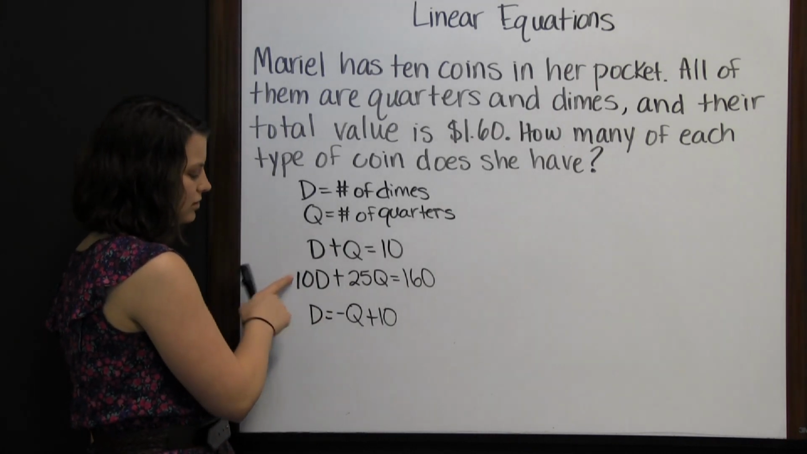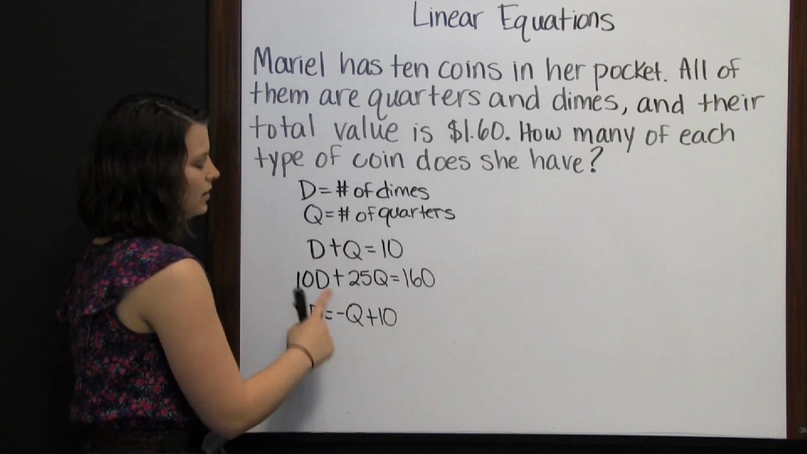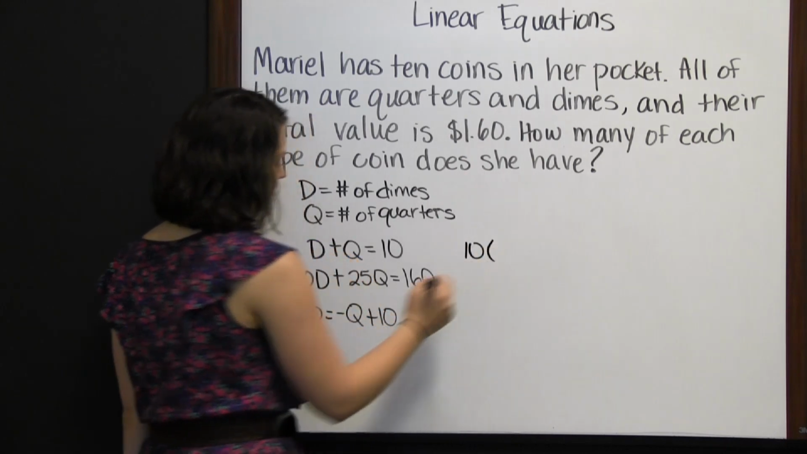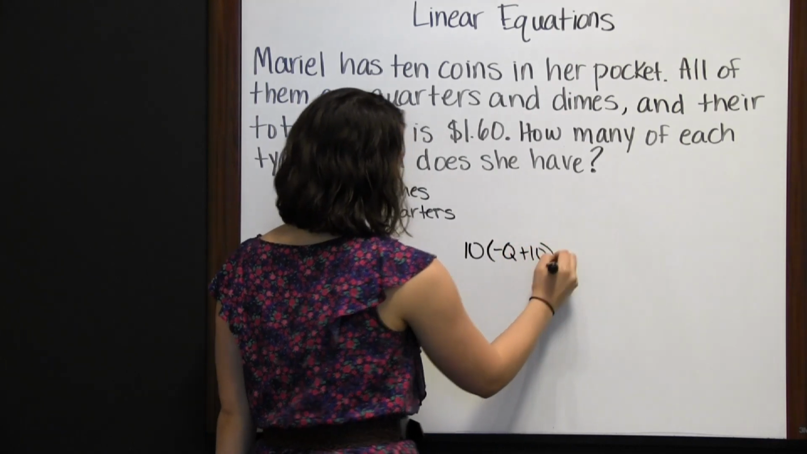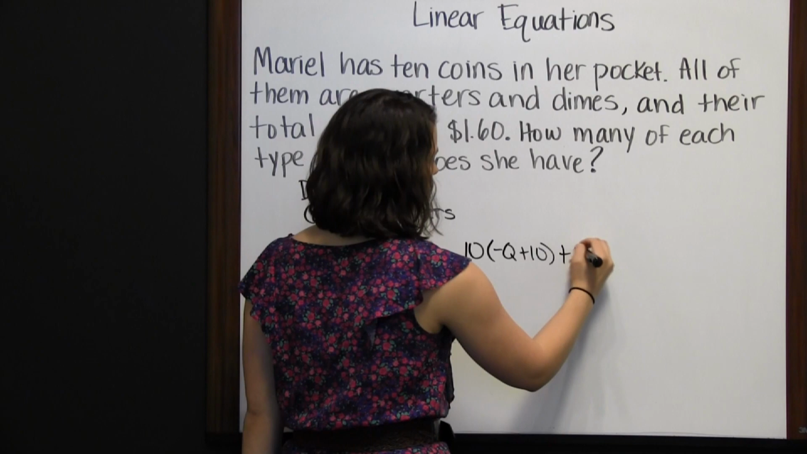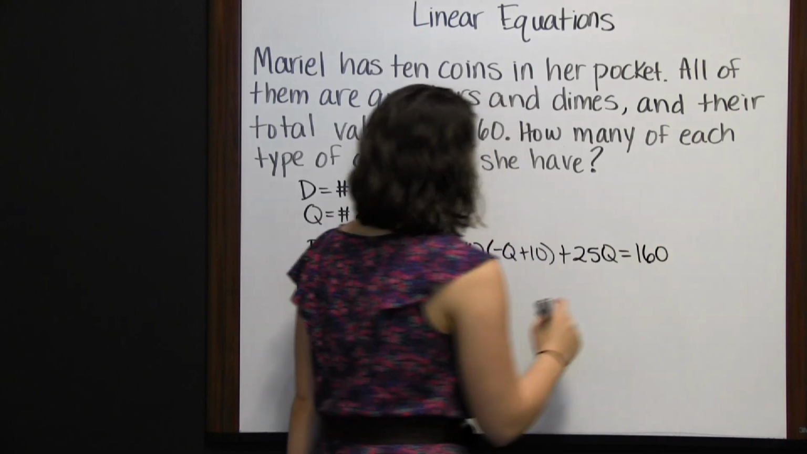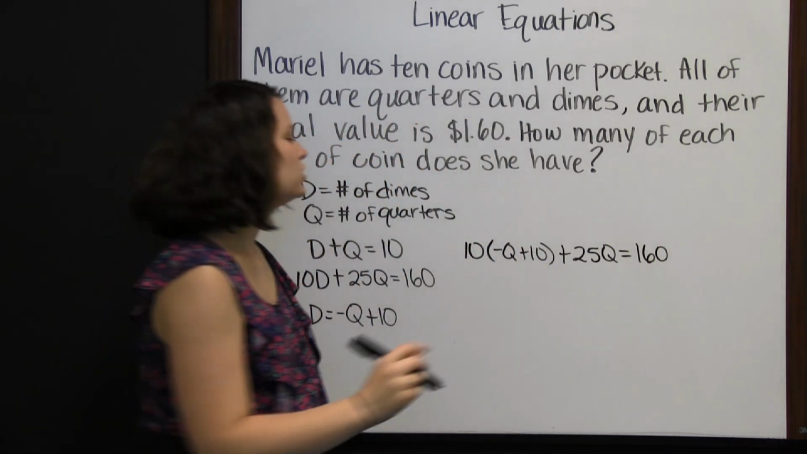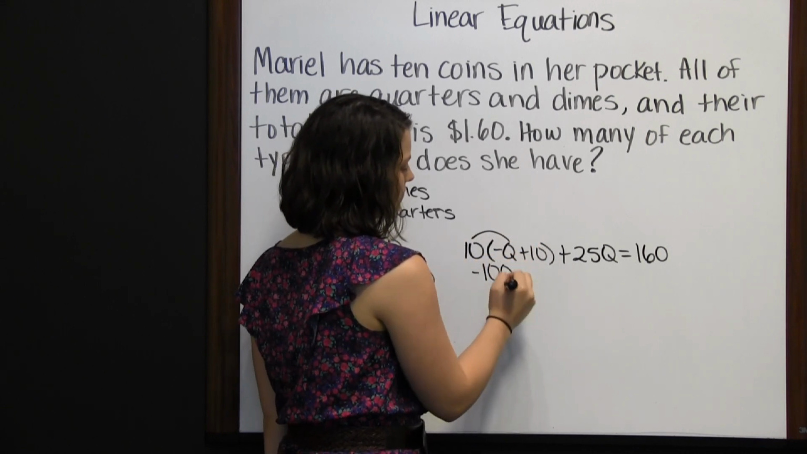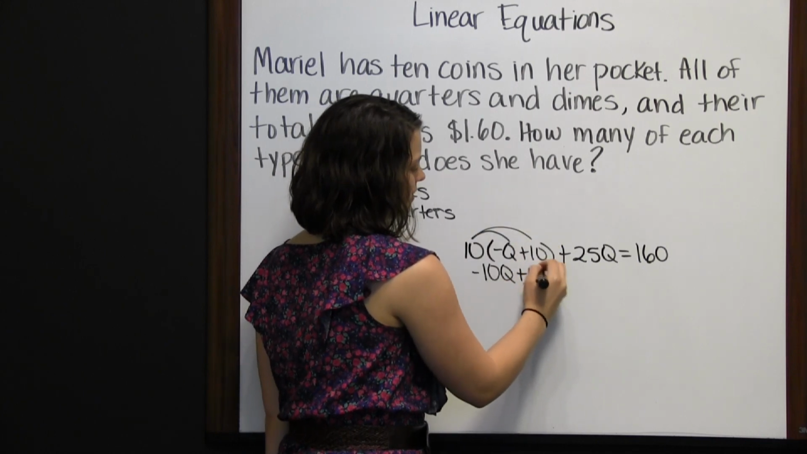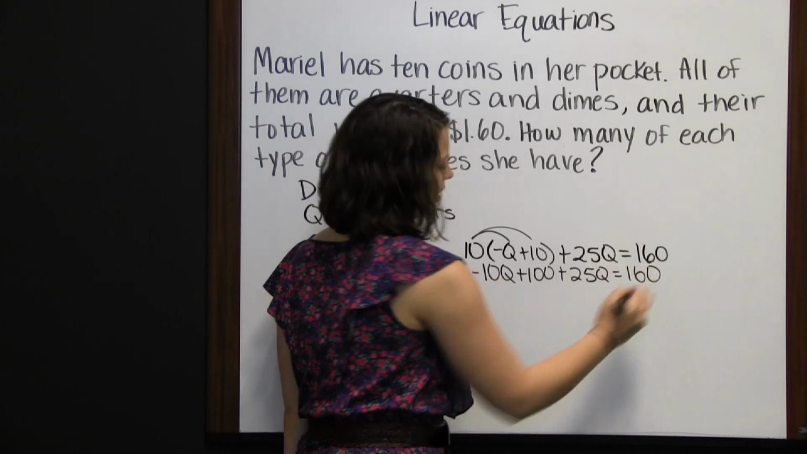So in my second equation, I'm going to use negative Q plus 10 to substitute for D. So we have 10 times the quantity instead of D, negative Q plus 10, plus 25Q is equal to 160. Now we can solve for Q. To do that, first we need to distribute. 10 times negative Q is negative 10Q. 10 times 10 is 100, so plus 100, plus 25Q equals 160.